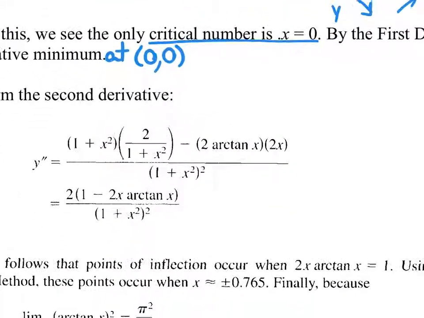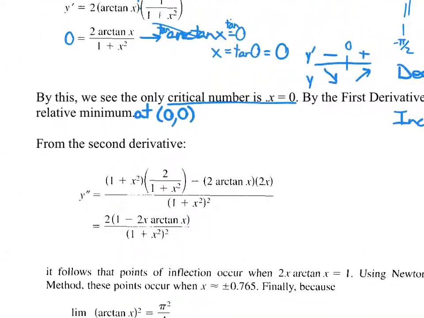So you can see here we're using the quotient rule to find the derivative of 2 arctan x over 1 plus x squared. We do some simplifying. Here the 1 plus x squared will cancel out. So we have 2. They factored out a common factor of 2 here, so we factored that out. And what's left is 1 minus 2x arctangent of x over 1 plus x squared, quantity squared.